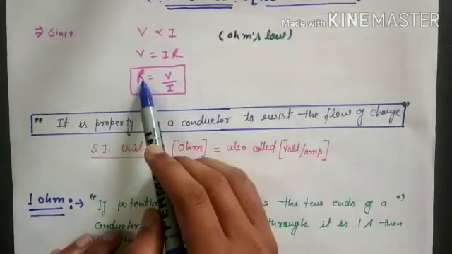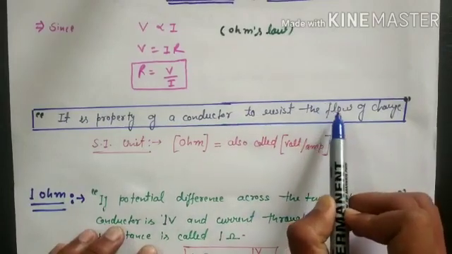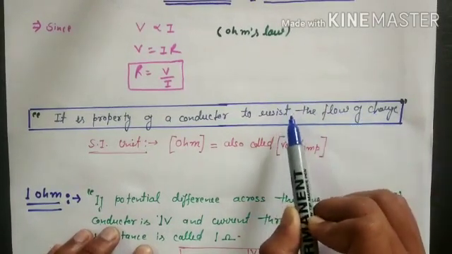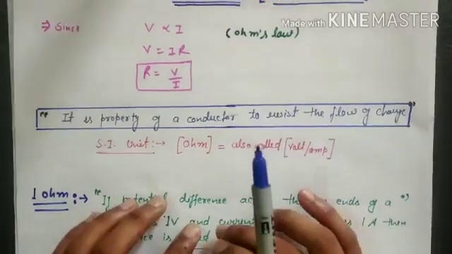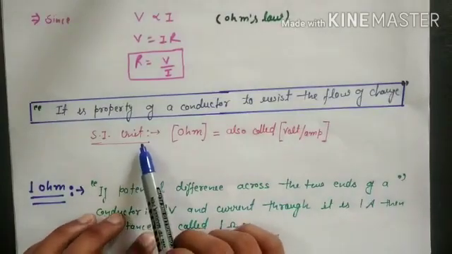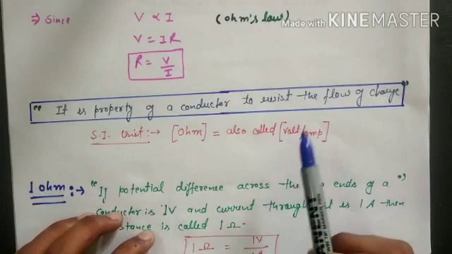What is resistance actually? It is the property of a conductor to resist the flow of charge, or you can say to resist the current, because the flow of charge is called current. So let's talk about its SI unit. You can see here, the SI unit of resistance is ohm, and it is also called volt per ampere.